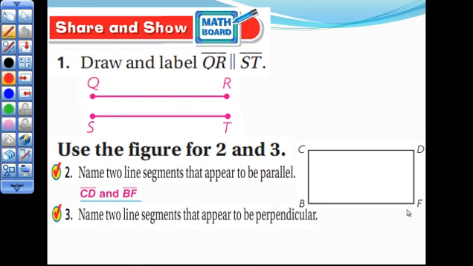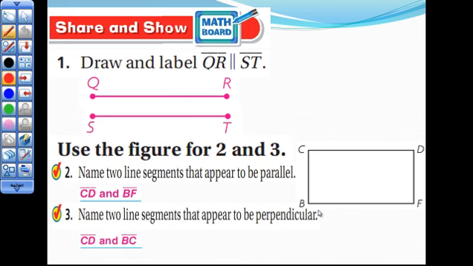Question number 3. Name two line segments that appear to be perpendicular. Perpendicular. Could you tell me the answer? If you tell me CD and BF, you are right. CD, BF, you are right. CB, CD, you are right. DF and FB, sorry, you are right. Let's go.